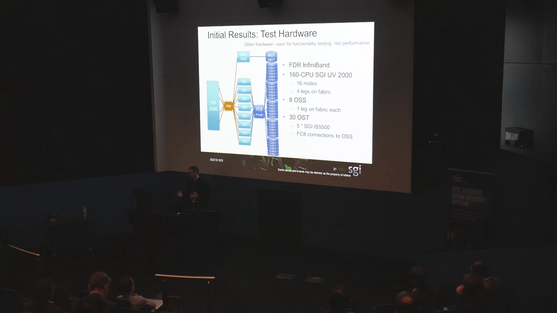The OSSs are connected to that, and we have a total of 30 OSTs within this configuration, and it's a fibre channel based back-end to the physical storage arrays, of which there are 5 IS 5500s. Each of those IS 5500s is capable of up to a maximum of about 3.5 gigabytes per second. So there's a total of approximately 17 gigabytes per second of bandwidth available within this configuration.